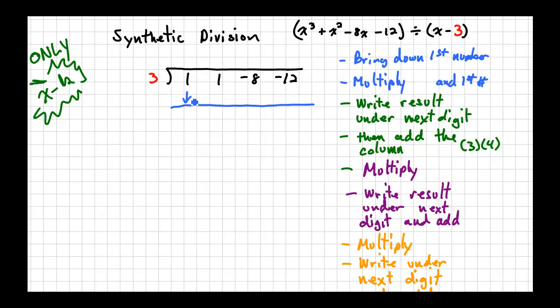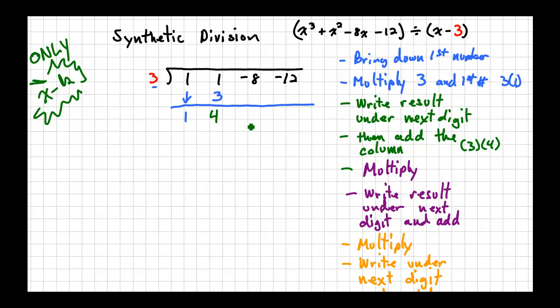So we're going to bring down the first digit, a 1. And so the algorithm says we're going to multiply this 3 times 1. We're going to multiply this digit 3 times this number down here, 1, and take the result and put it up here. We're going to take that number and add that column. So we add these together, and we get 4.